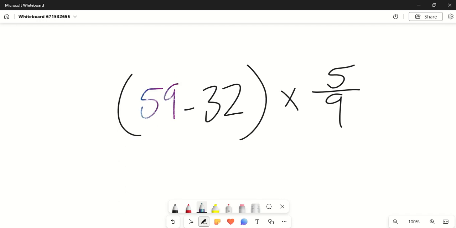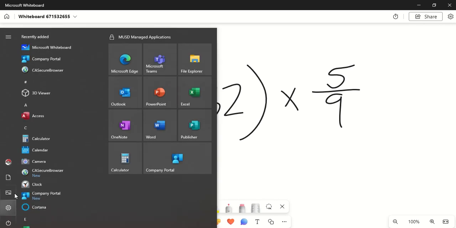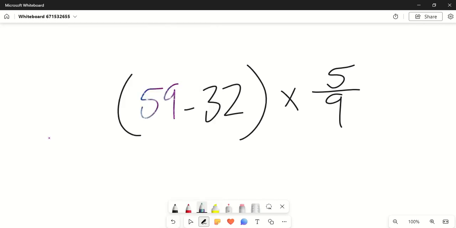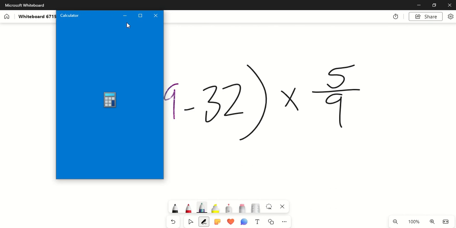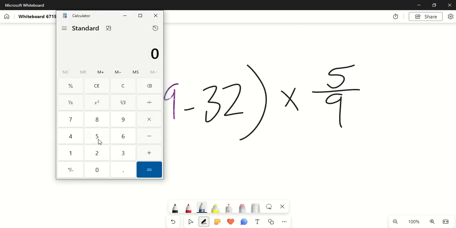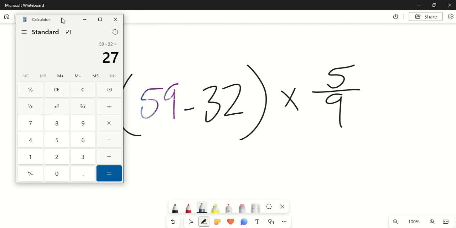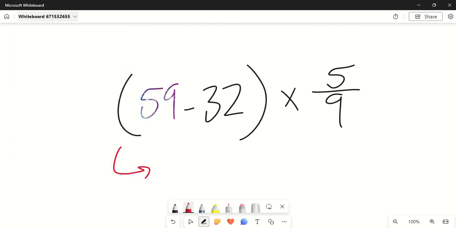Now, this is going to help me convert our degrees Fahrenheit into Celsius. So I'm going to use a calculator to highlight this. So my first step is to take 59 minus 32 degrees, which will give me 27. So I'm going to rewrite my expression here. Now it'll be 27 times 5/9.